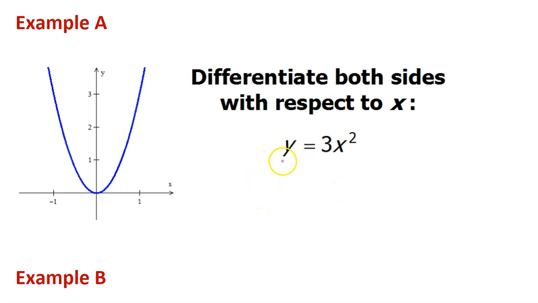Let's differentiate both sides with respect to x. So on the left, it will be dy/dx. On the right, we are going to use the chain rule. The derivative of the outer function is 6x. The derivative of the inner function with respect to x would be dx/dx. Don't leave it like that. Either don't write it at all, but if you wrote it down, erase it.